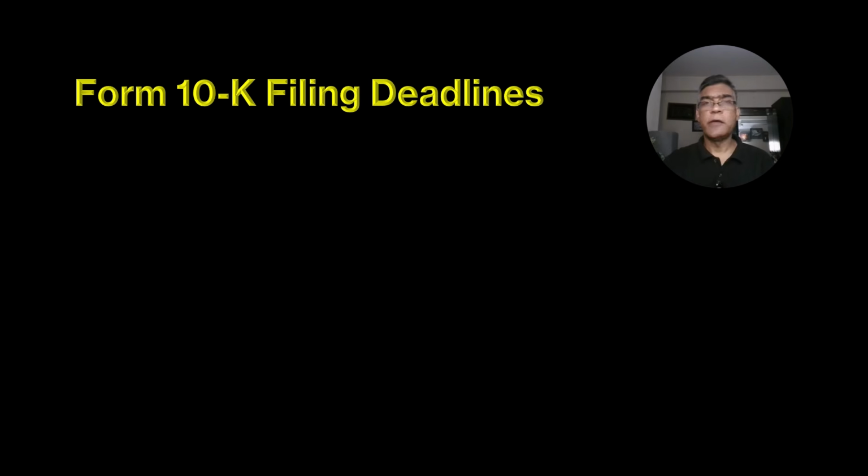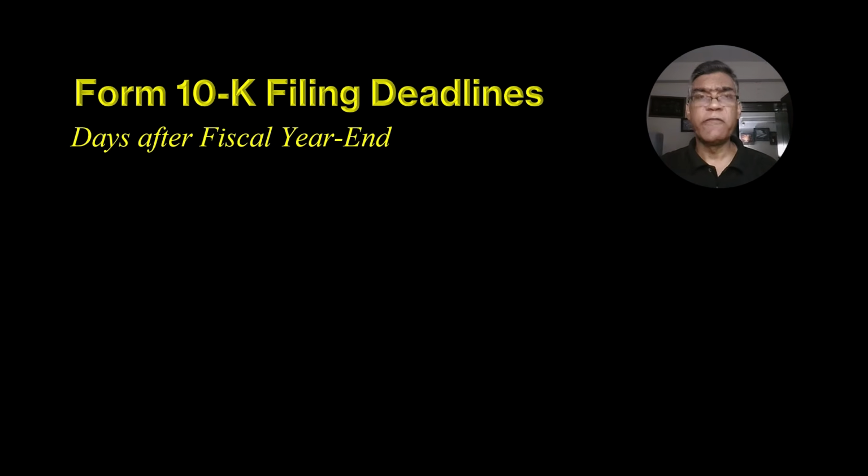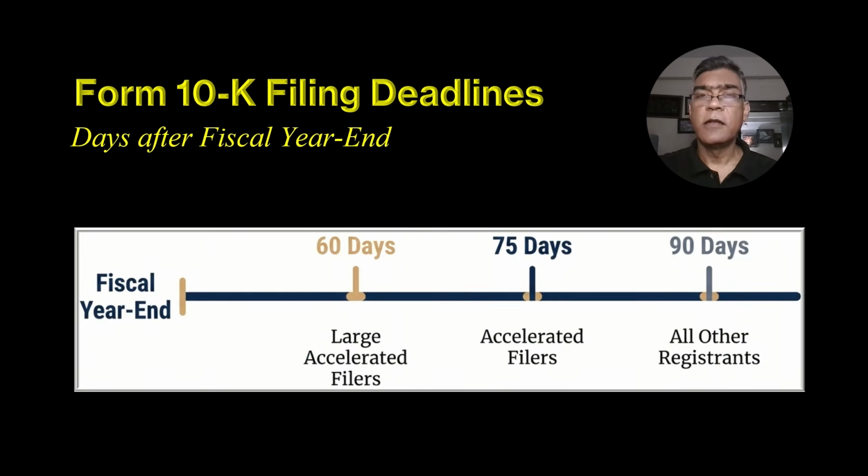Let's talk about timing because in SEC reporting, timing is everything. Form 10-K filing deadlines depend on filer category, and this timeline shows how the clock starts ticking right after fiscal year end. For large accelerated filers, the deadline is 60 days. These are the biggest public companies, expected to report quickly due to their robust systems.